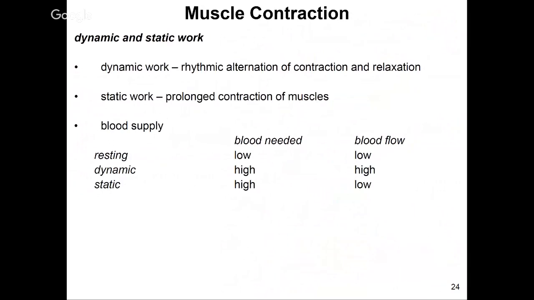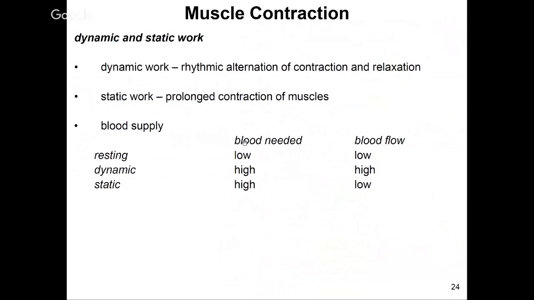There are two types of work, dynamic and static, and we've already talked about some of these in class. Dynamic is a type of work we're made to do. We're designed to do it. We're not designed for static work. That's what machines are for. So blood supply is an important part of that contrast between the two types of work.